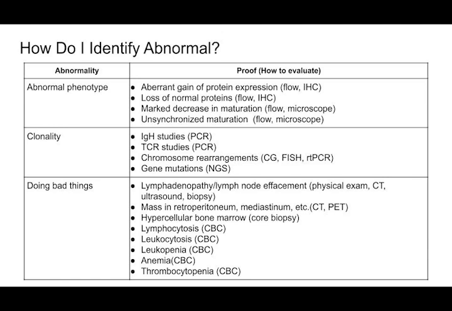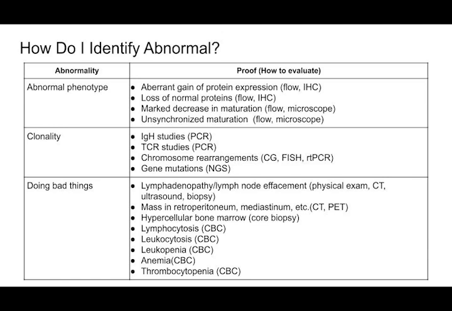A final big marker for abnormal is the one that's actually probably most relevant to you, which is doing bad things. So when the patient comes in and they say they've had night sweats, chills, and there's this big 10 centimeter mass in their neck, that's doing a bad thing. They're having symptoms. You can see that from the physical exam or CT or ultrasound and that sort of thing. Masses in the retroperitoneum, you might see something there.